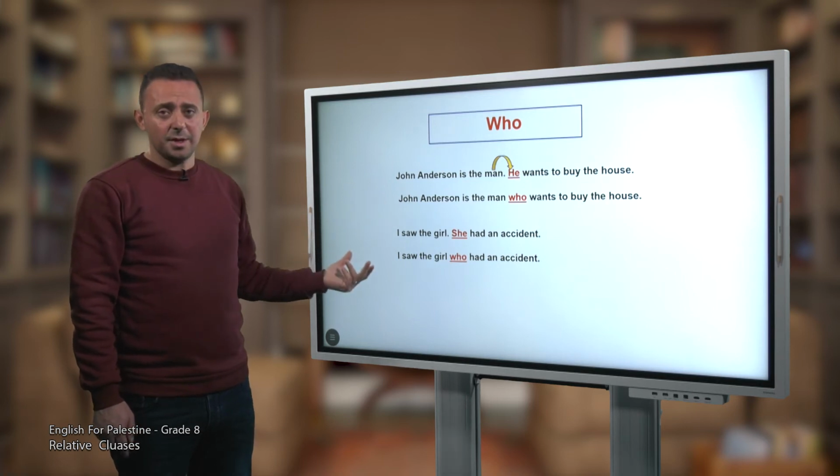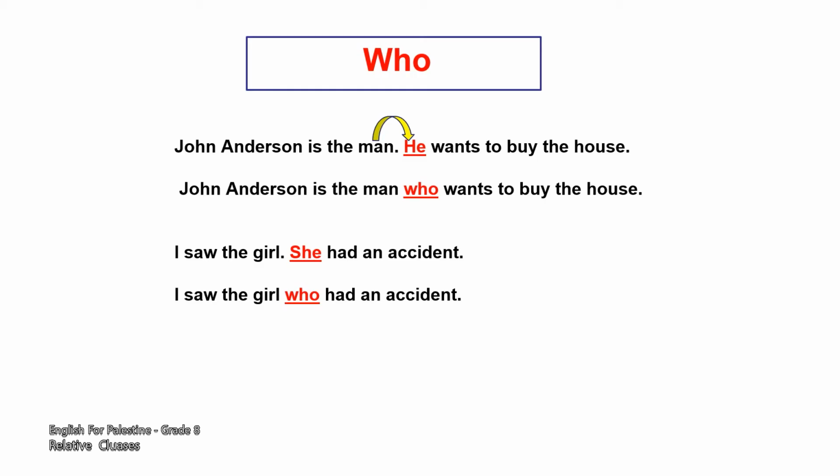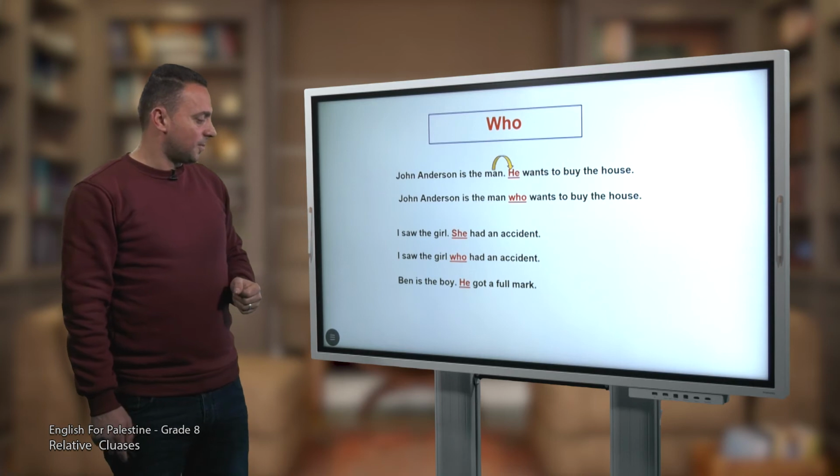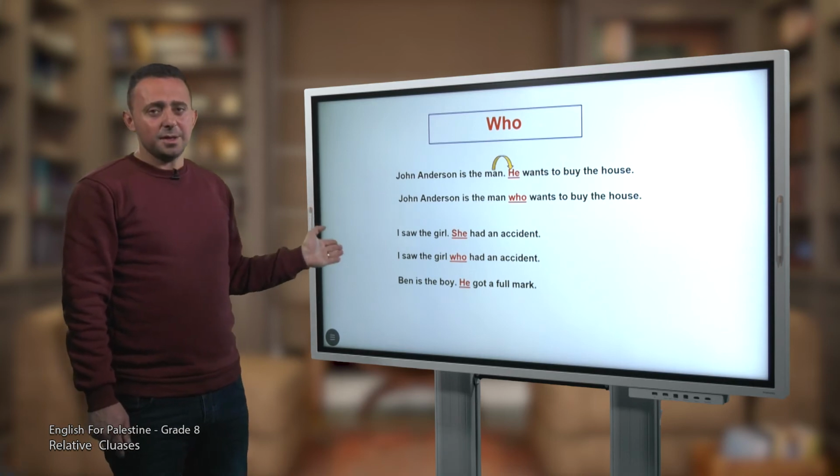What have we done here? We put the first sentence. We deleted the full stop and the subject pronoun she. We replaced the subject pronoun with who. And then we completed the rest of the sentence to become I saw the girl who had an accident. Let's continue. What about the third example?